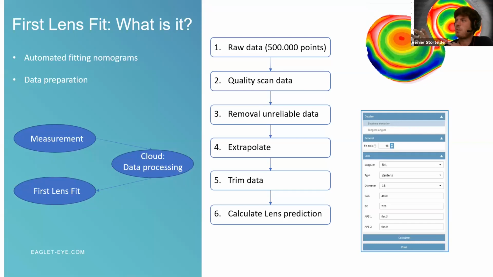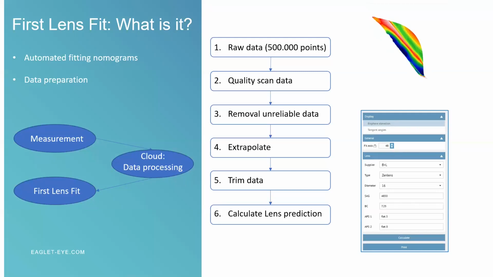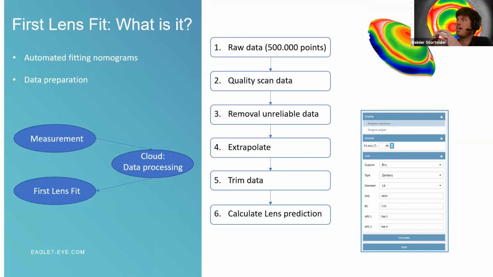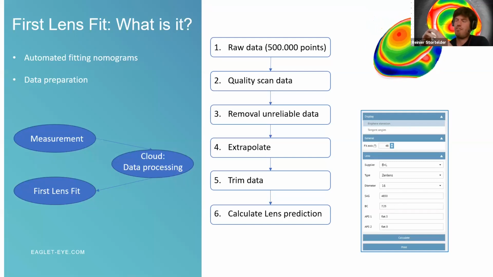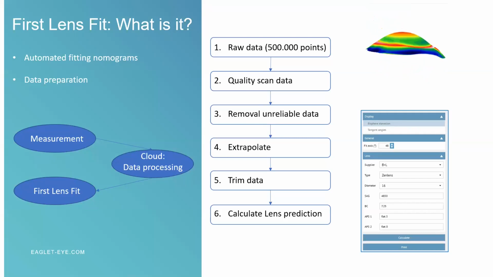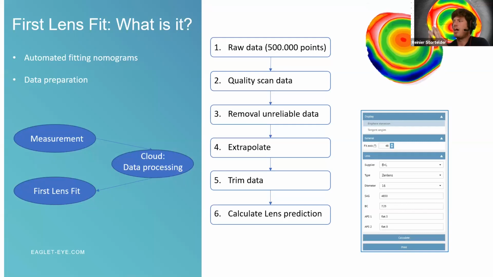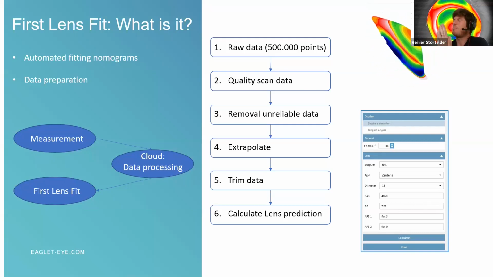If we look at what is happening in the cloud, we have our raw data, which is up to 500,000 data points. First of all, we check the quality of the scan. If it's really missing too much data, so the coverage of the scan is too low, it will return an error. If the quality is good enough, it starts to move to step 3, removing unreliable data. I've called it unreliable. It's probably not the correct word.